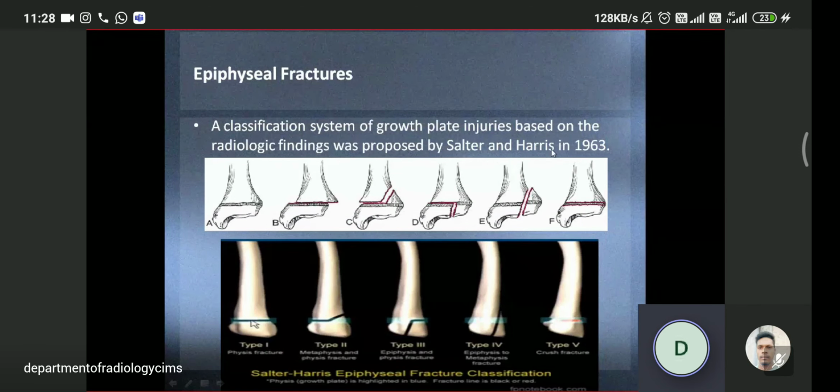This is a Salter-Harris classification for epiphyseal fracture. You will read it in orthopedics very deeply. So only remember the name. You have to read Salter-Harris in orthopedics.